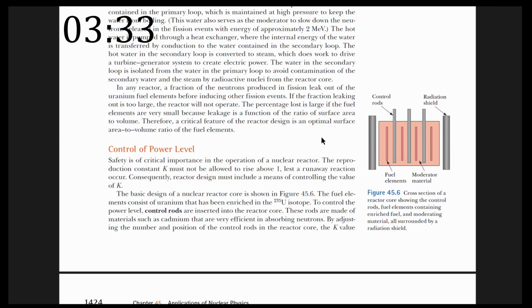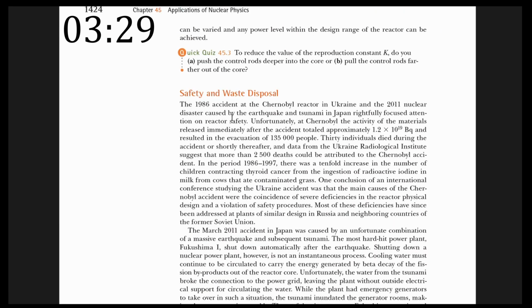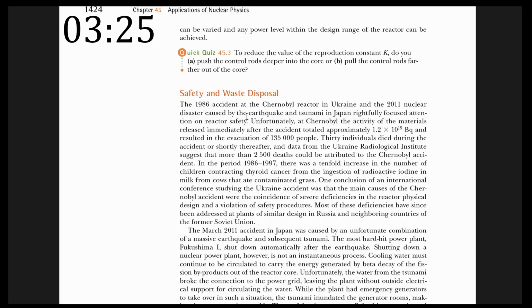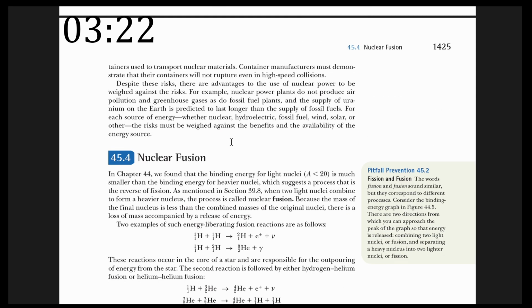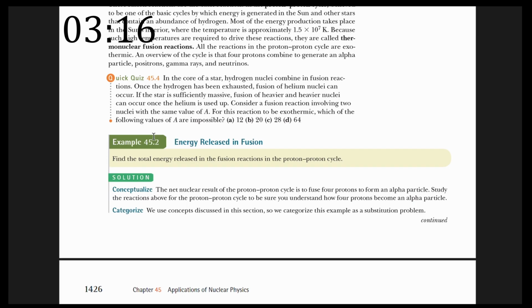We got another picture: control of the power level, safety and waste disposal. Oh, this is probably very interesting: safety and waste disposal. Read this, do a PhD in this, and you should be set up for a pretty solid career. Nuclear fusion, also do a PhD in this, and you should be chilling if you have some free time.